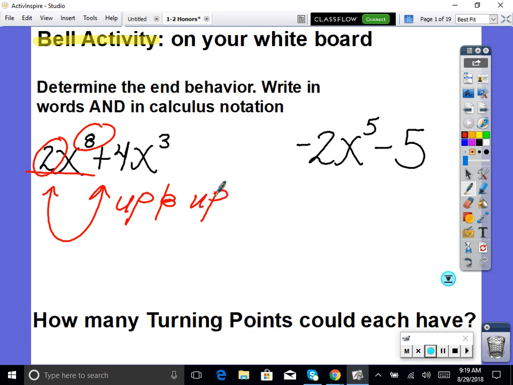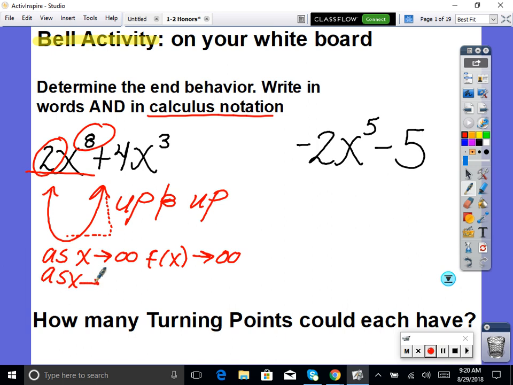Now you have to be able to describe it in calculus notation or formal notation. So hopefully you were able to say, as x is approaching infinity, f of x is approaching... So look, as x goes this way, where's our function approaching? Infinity, good. And then as x is going to negative infinity, where's our function approaching? F of x is also approaching infinity. Okay, good. How many got that one right? Raise your hand. Sweet. Moving on.